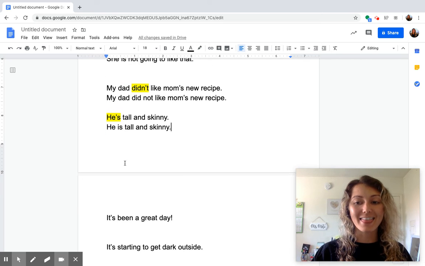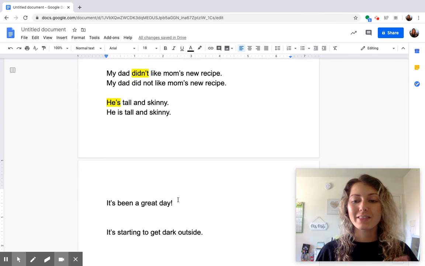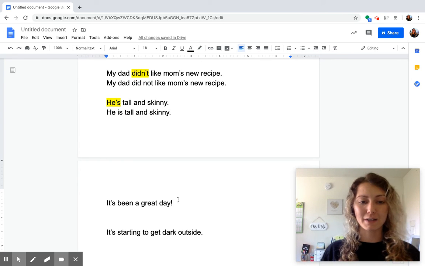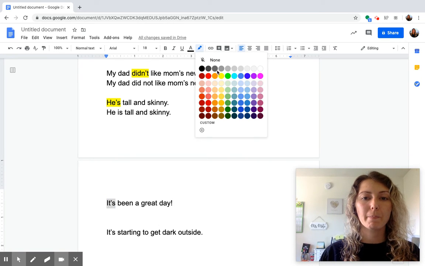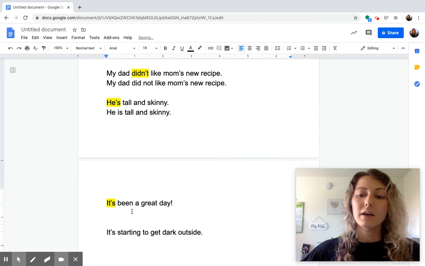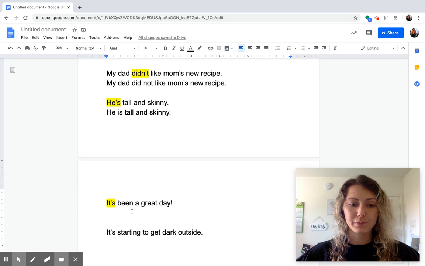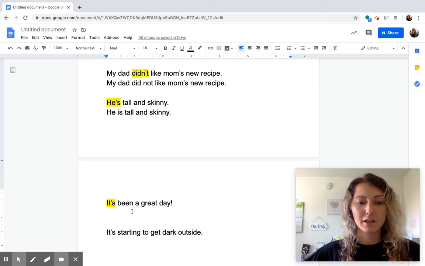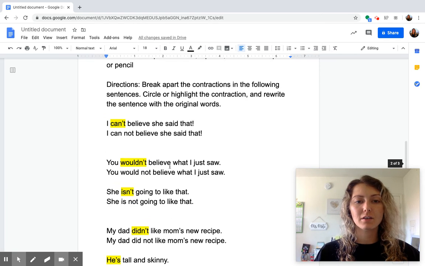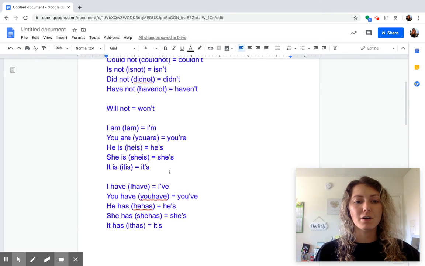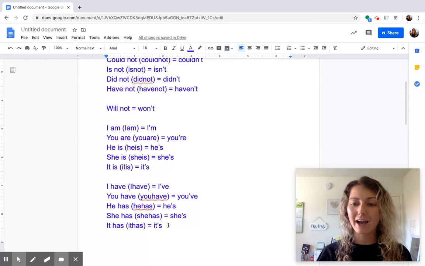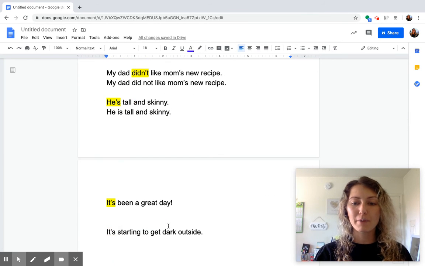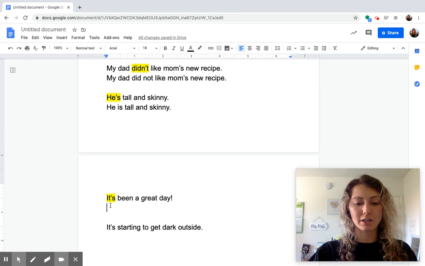Let's try that again with this sentence. It's been a great day. It's is our contraction. What do you think it's is standing for in this sentence? If we check back up here, we have it's twice, just like he's. It is or it has. Let's try both and see which one is a better fit for our sentence.